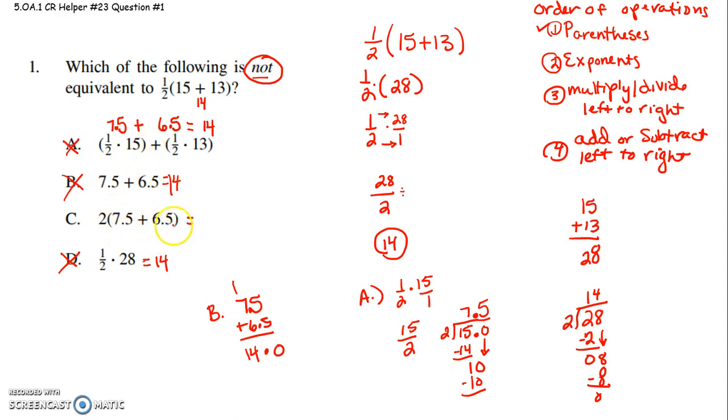If we look at this one, I work in parentheses first. 7.5 plus 6.5. We've discussed the fact that that's 14. So you have 14 in parentheses, and a 2 in front of the parentheses. The operation between the 2 and the 14 is multiplication. 2 times 14 is 28. Letter C is the answer that is not equivalent to the original expression. I hope that helps.